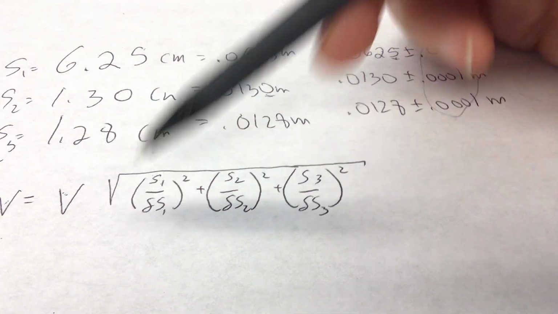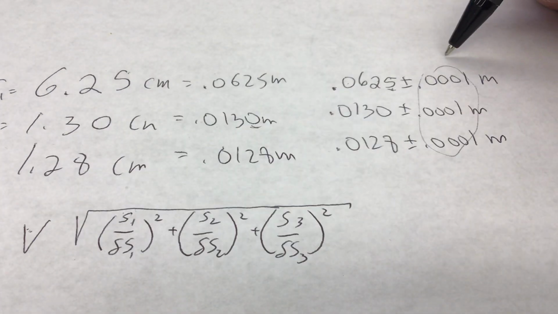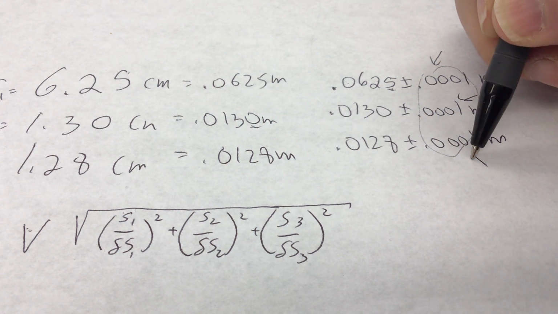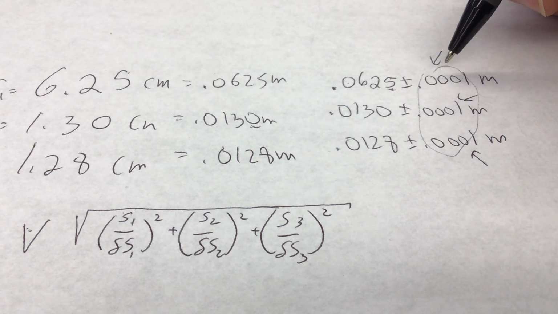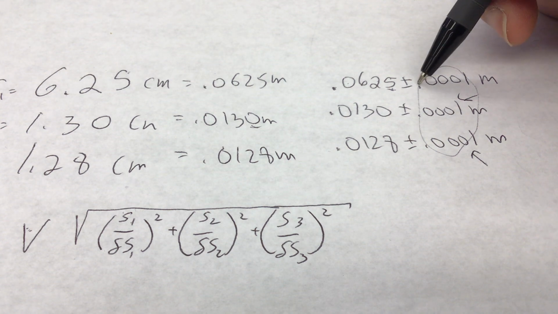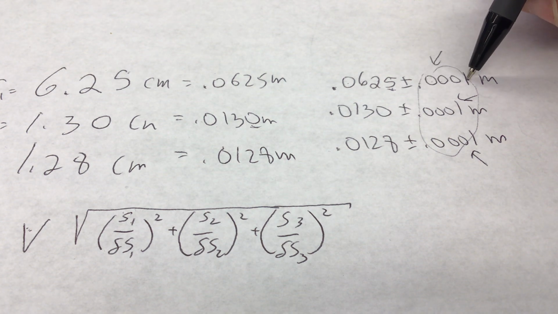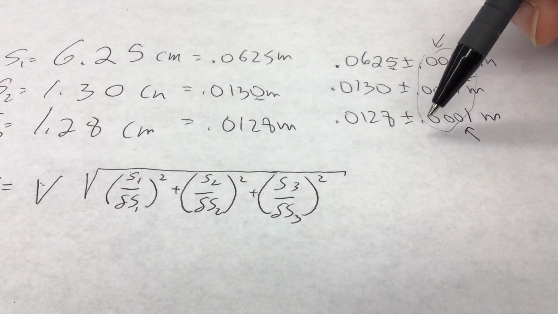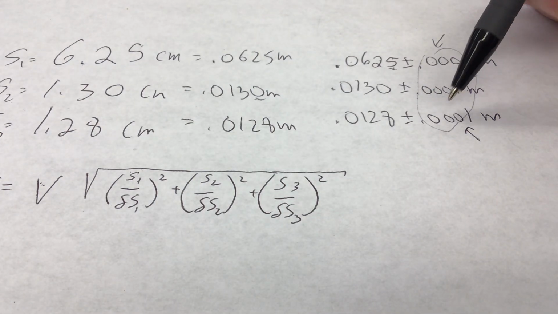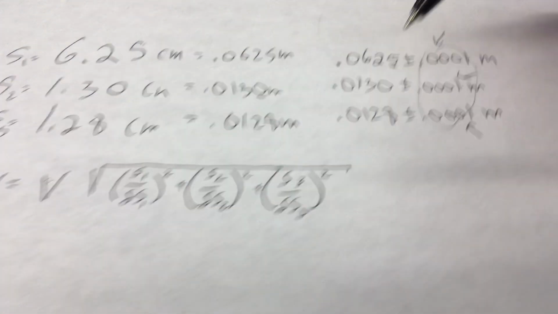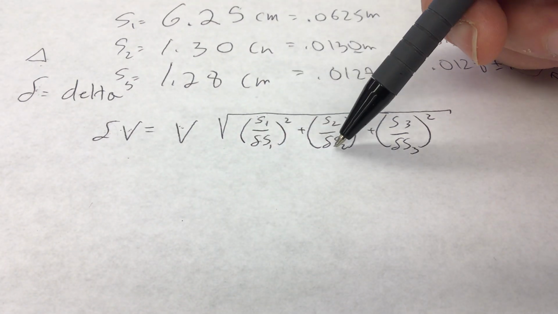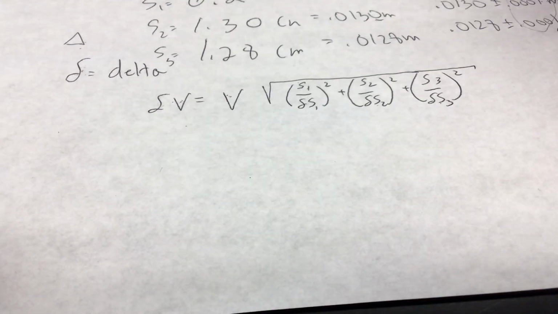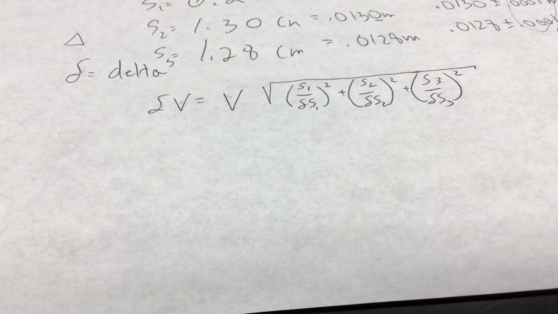Now, what are these delta S's? Those are the uncertainties. In each one, the uncertainty is going to be equal to 0.0001. So delta S1 is 0.0001, the uncertainty in the measurement of S1. The uncertainty in S2 is 0.0001 meters. The uncertainty in S3 is 0.0001 meters. We're using the same device to measure all of these, so we have the same uncertainty. That isn't always the case, but in this case it is.